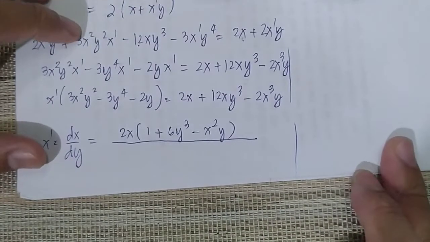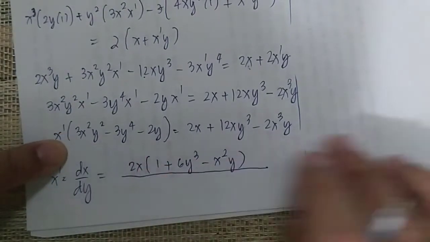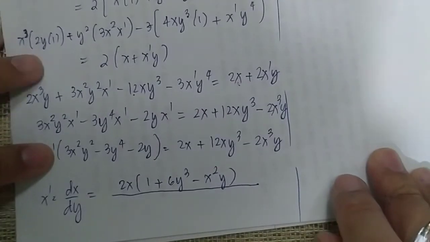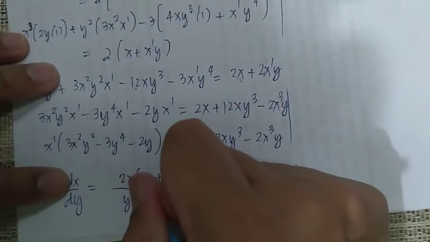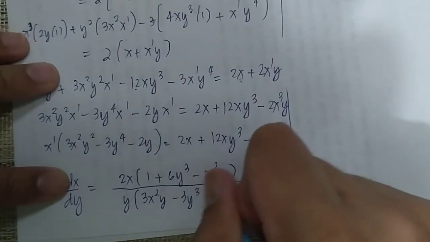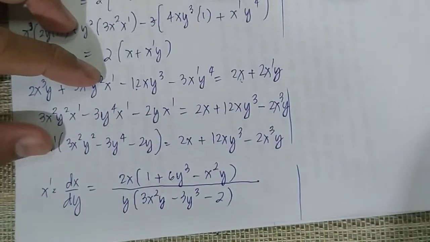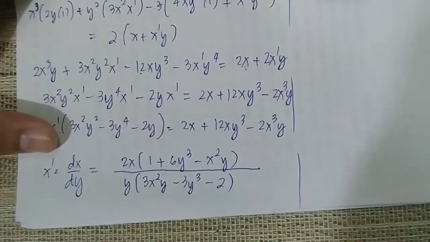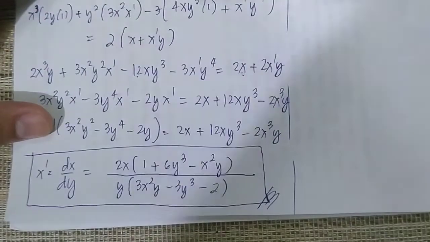Over, in this coefficient, ang common natin ay y lang. So, I can factor out y lang. So, that gives you 3x squared y minus 3y cubed minus 2. So, that's our final answer.